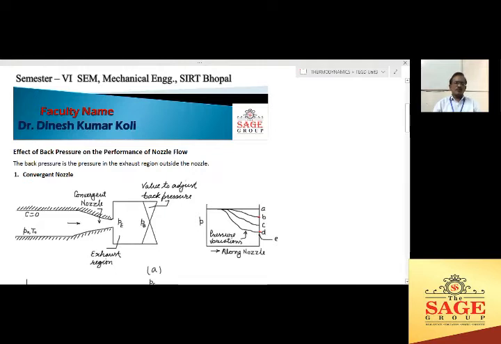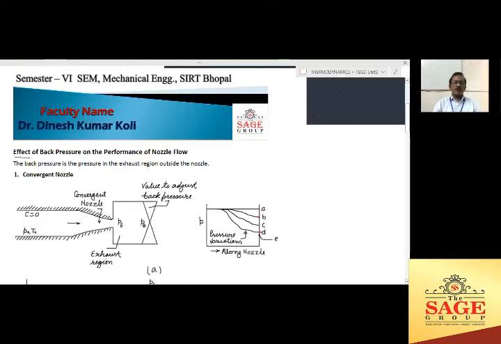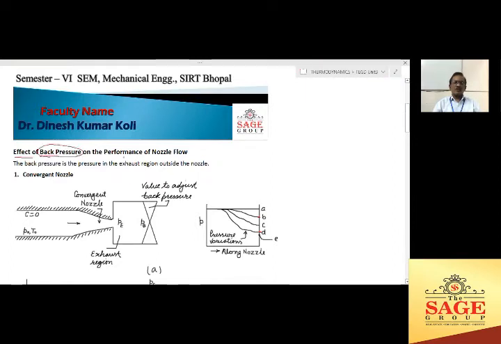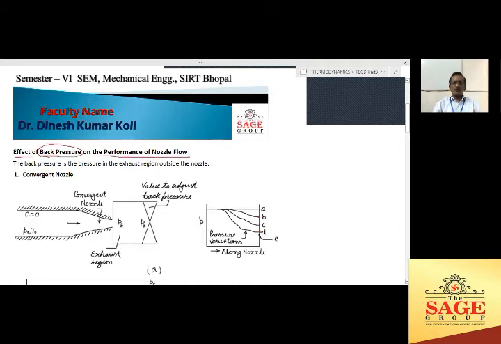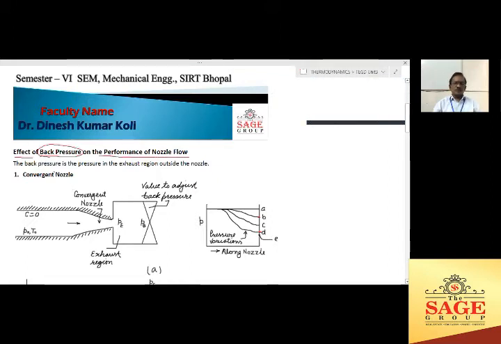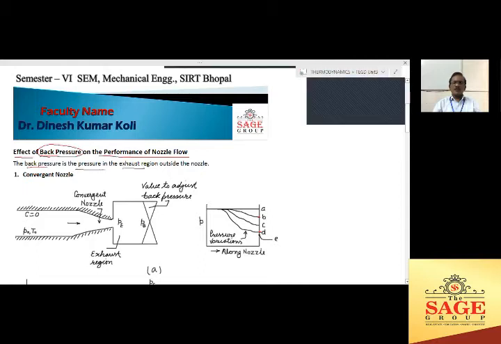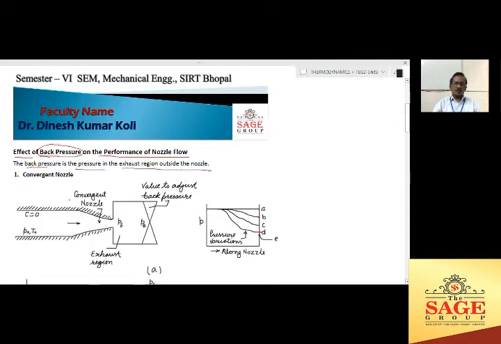So here we will study the effect of back pressure on the performance of nozzle flow. The back pressure is the pressure in the exhaust region outside the nozzle. The first case we are taking is that of the convergent nozzle.